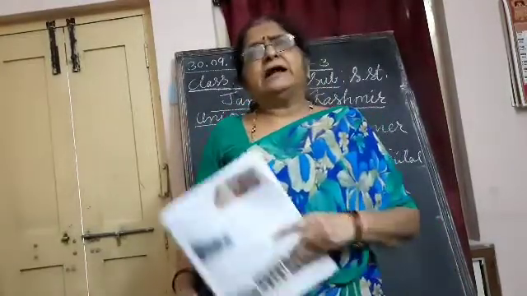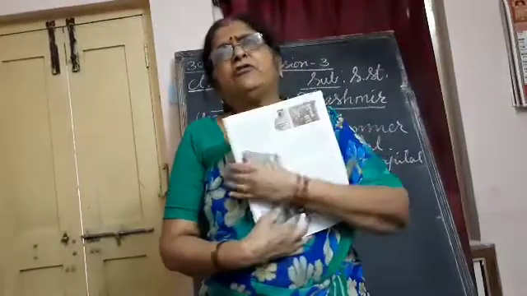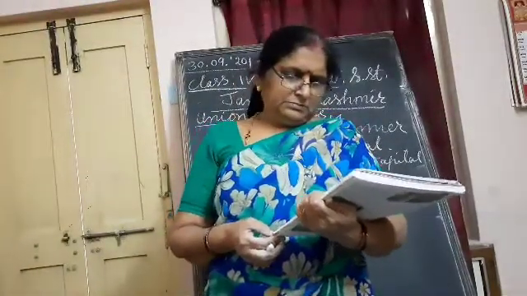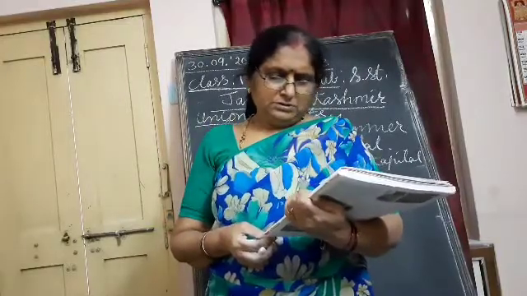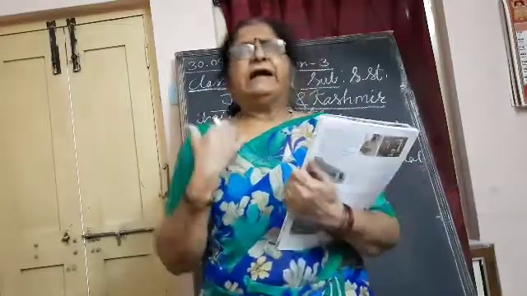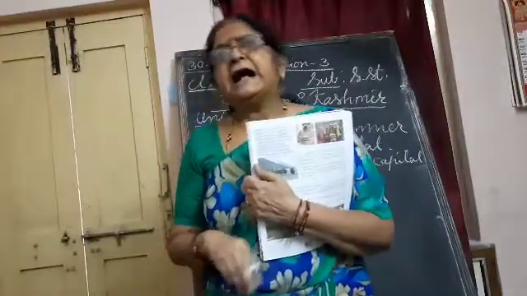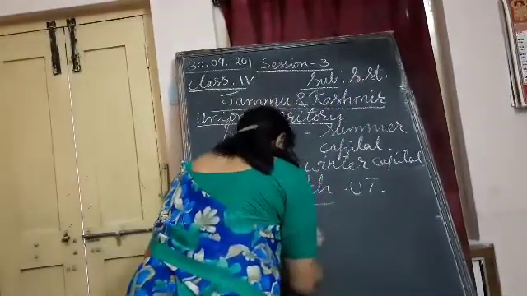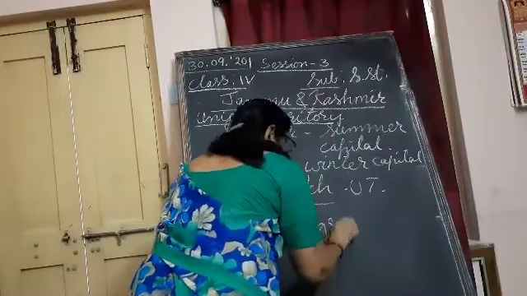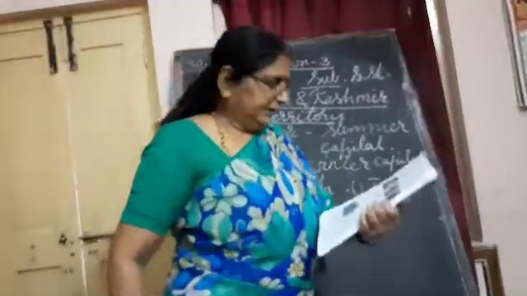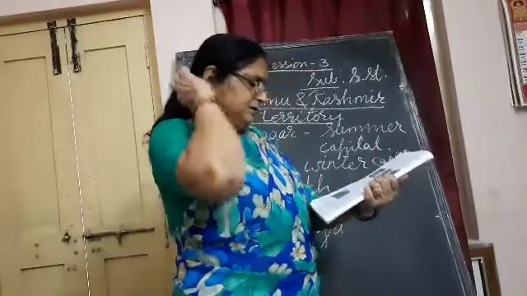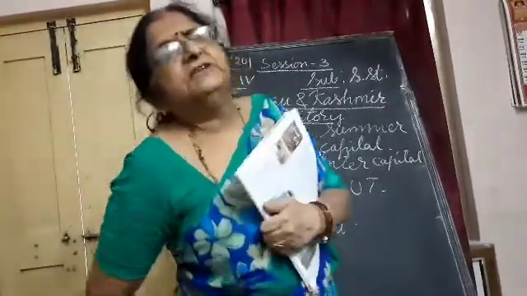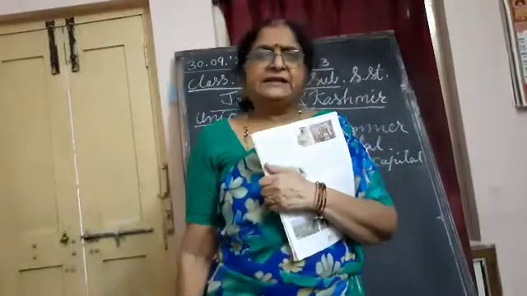What do they do for that? They use a kind of fire instrument, I can call. Kangri. They use kangri. Kangri is nothing but a small pot with fire in it. It is a small pot with burning coals which keep them warm in their house.